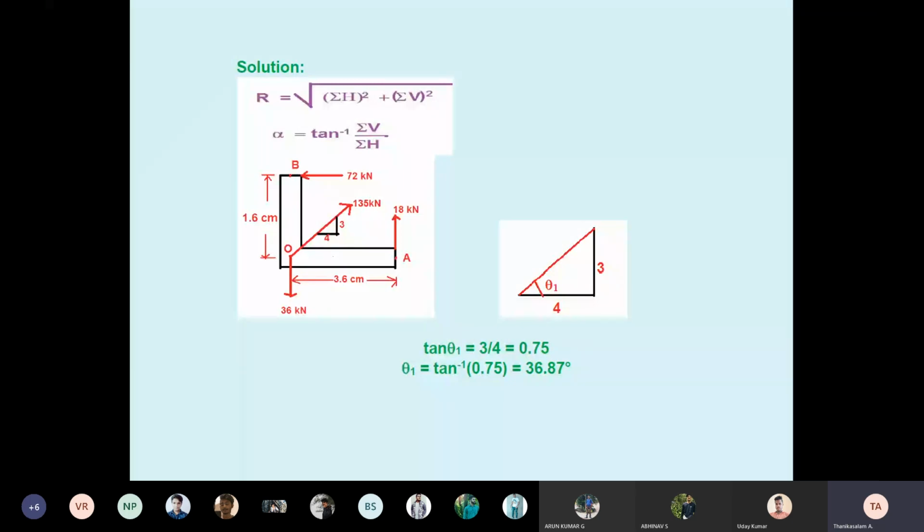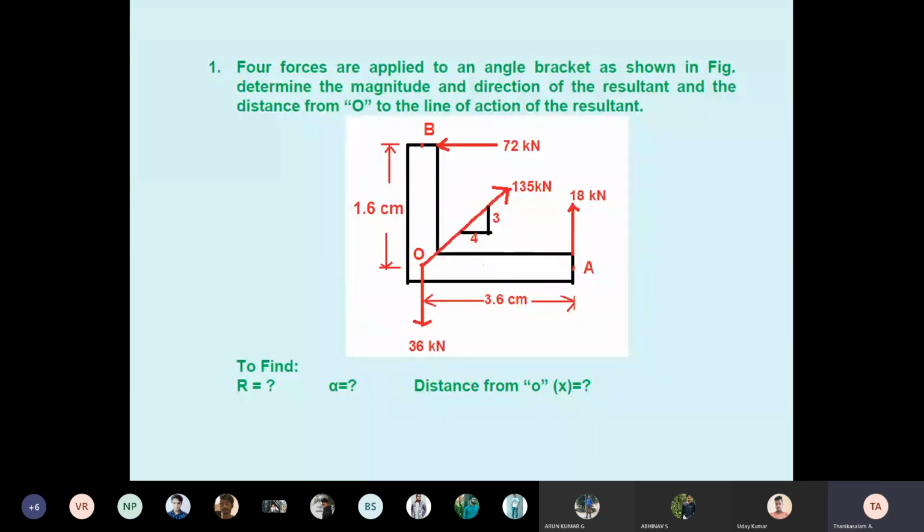That is our first work. Any force inclined, we must convert to XY direction. See here, see the picture. 36 is already vertical downward. The 18 kilonewton is vertical upward. 72, that is minus X direction. You see the 135 kilonewton.